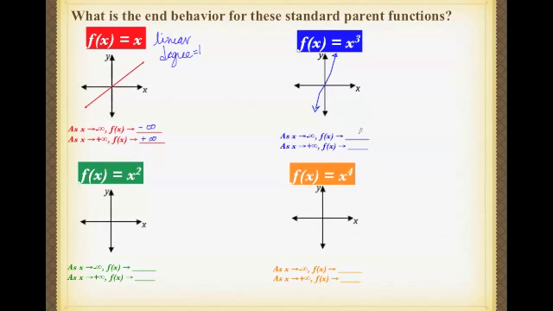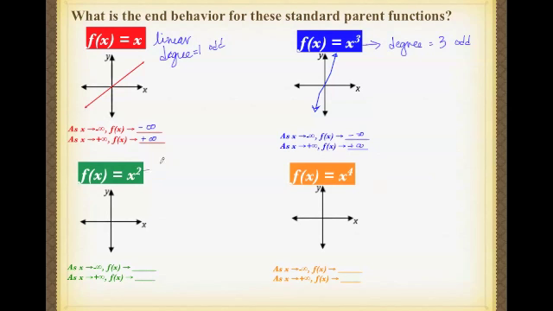If I look at another odd one, here the degree is 3, which is odd. Notice that the number 1 is odd, the number 3 is odd, and they're going in different directions, the end behaviors are. So as x approaches negative infinity, so does the function, and as it approaches positive infinity, so does the function.